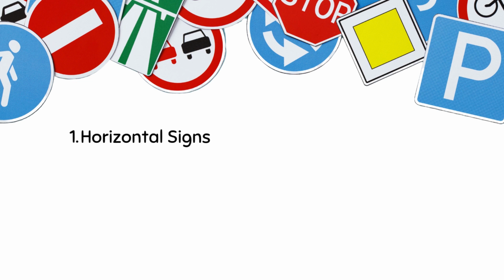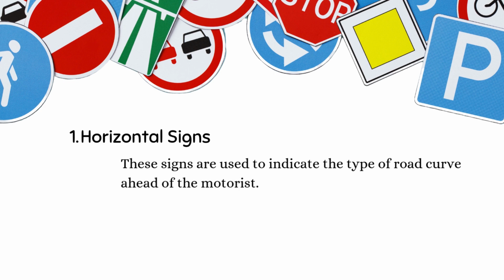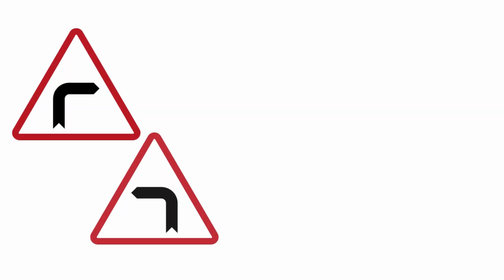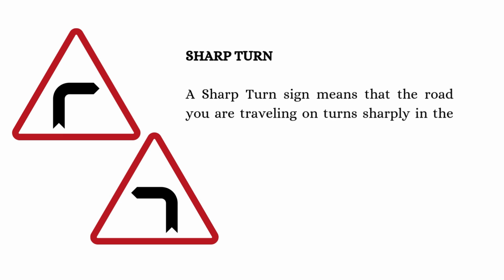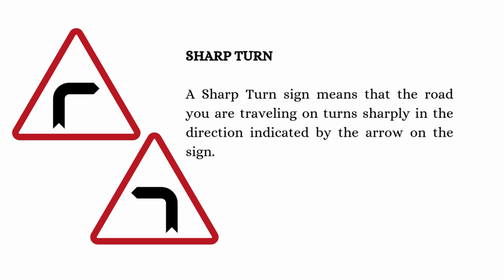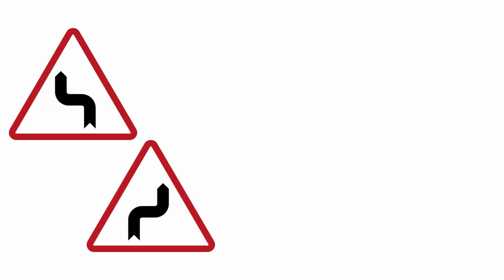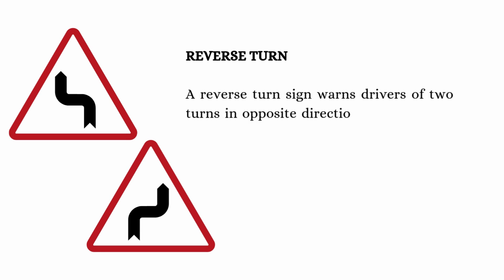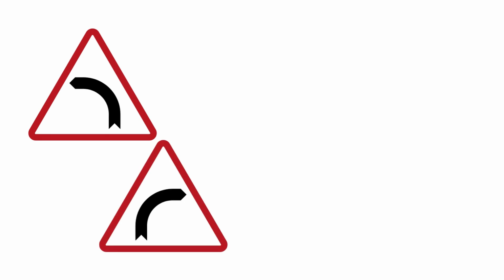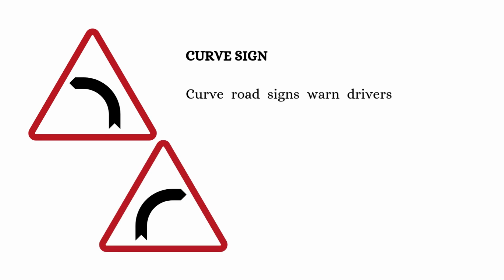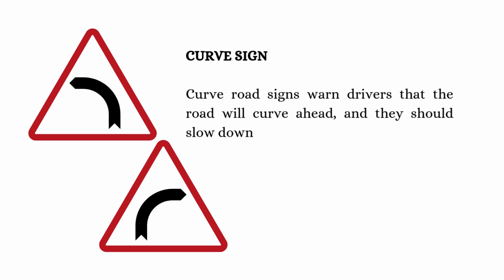1. Horizontal signs. These signs are used to indicate the type of road curve ahead of the motorist. Sharp turn. A sharp turn sign means that the road you are traveling on turns sharply in the direction indicated by the arrow on the sign. Reverse turn. A reverse turn sign warns drivers of two turns in opposite directions that occur in close succession. Curve sign. Curve road signs warn drivers that the road will curve ahead, and they should slow down and proceed with caution.